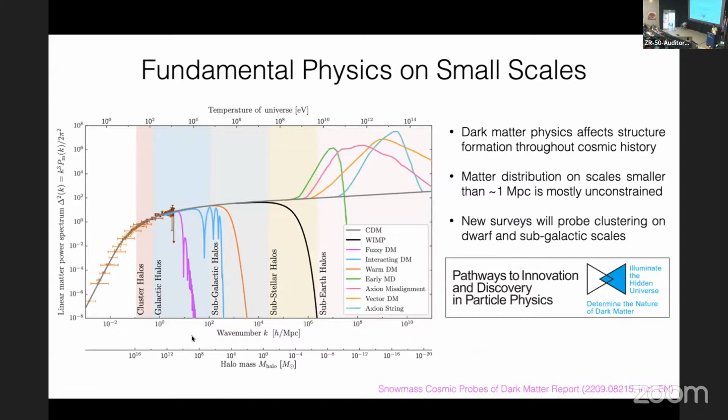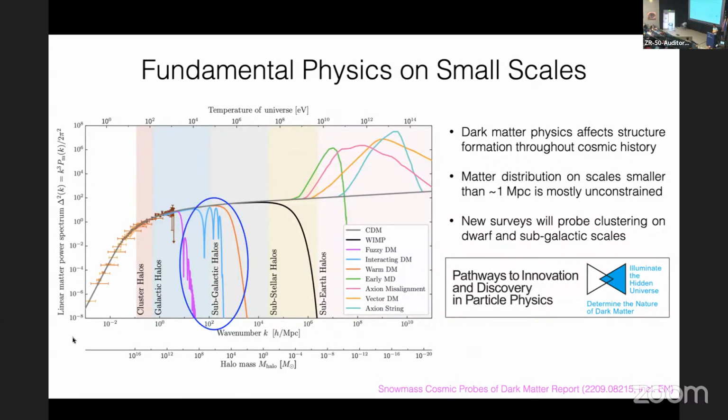Particularly, this is a plot that came out of the Snowmass process, where I wanted to show just the range of dark matter models that can affect small-scale clustering. So this is a plot of the dimensionless linear matter power spectrum. And what you can see is there's a wide variety of dark matter physics, much of which we've heard about, that can affect the clustering of matter on small scales. And new surveys are going to be providing data on these scales, and I think it's imperative to actually understand this and use this for cosmology.